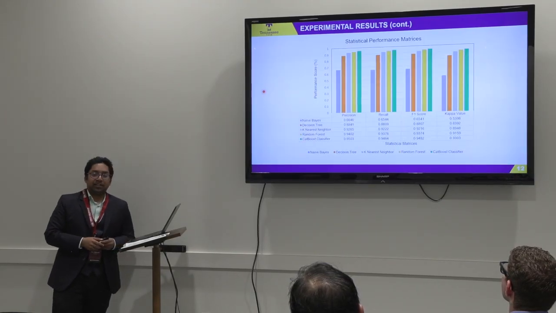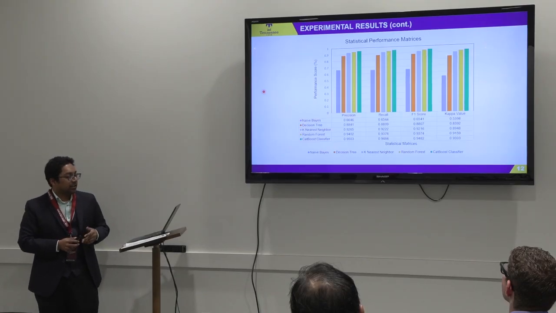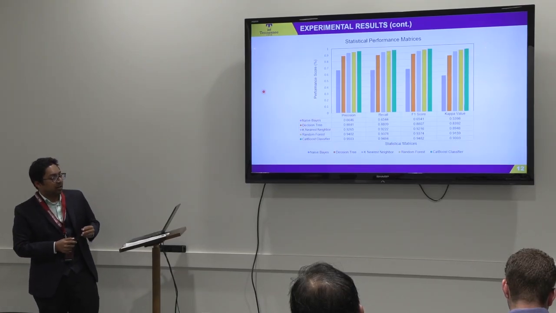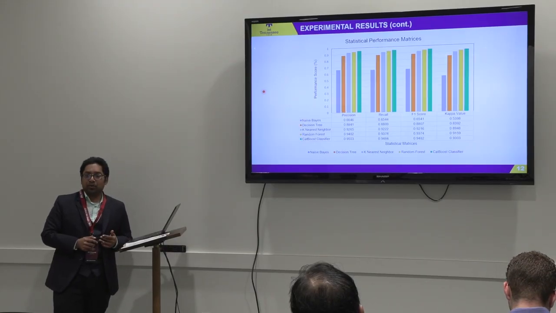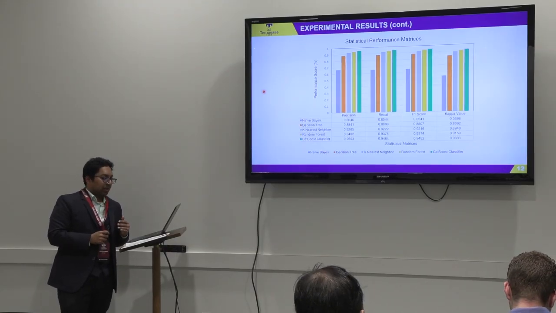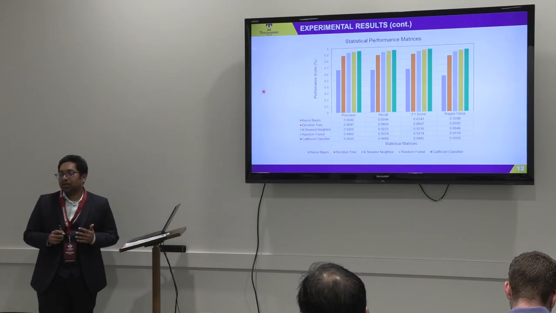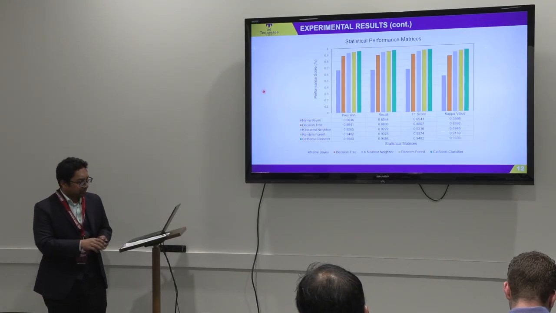And these are the other statistical performance metrics. In all of them, like precision, recall, F1 score, and kappa value, the CatBoost classifier's performance was more dominant than the other classifiers.